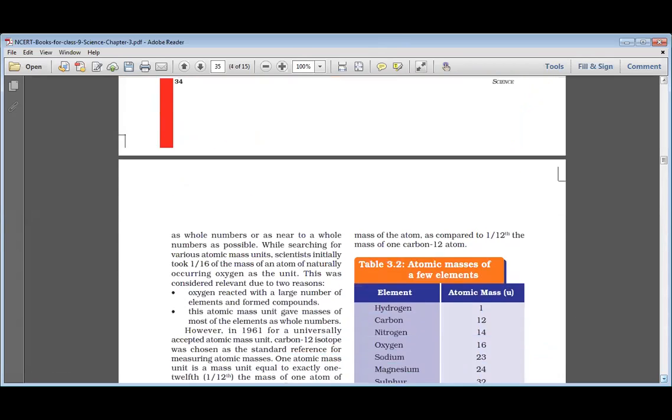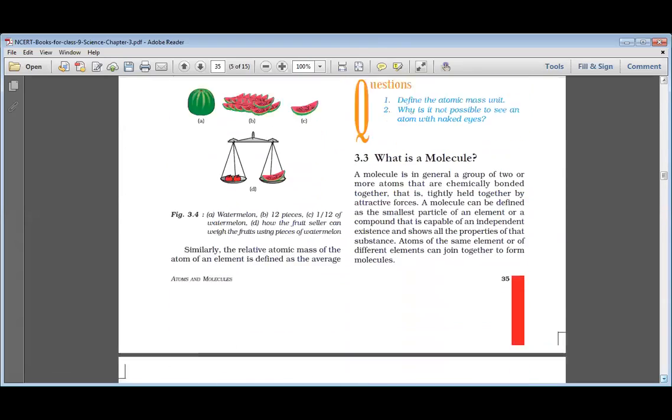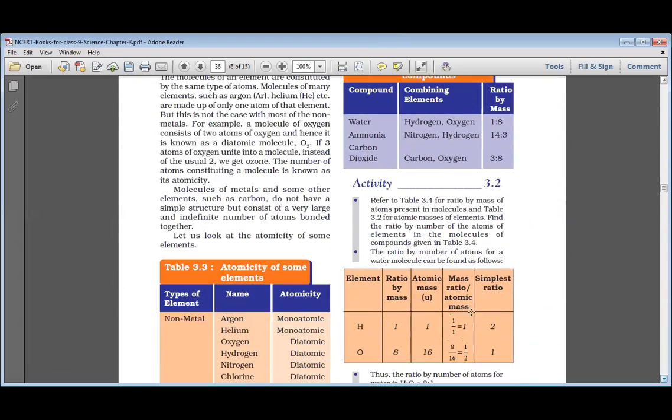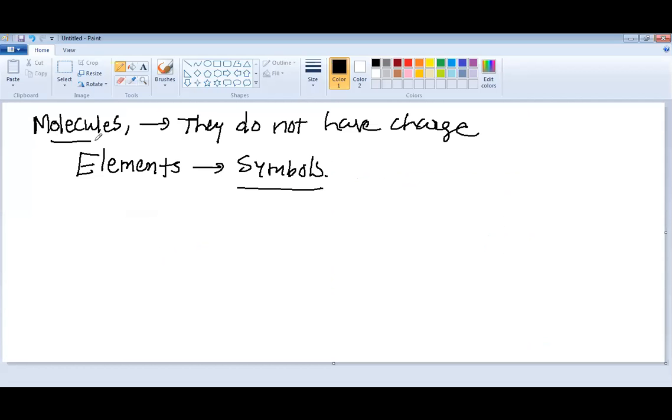Now, my dear students, we want to study something else. That something else is a little different from this. Let us look at that. As I have told you, elements and molecules do not have charges, but they both have symbols. Now, if we think of something else, what we can think about is something that is known as the ion.